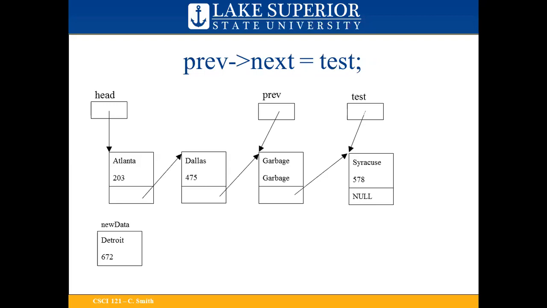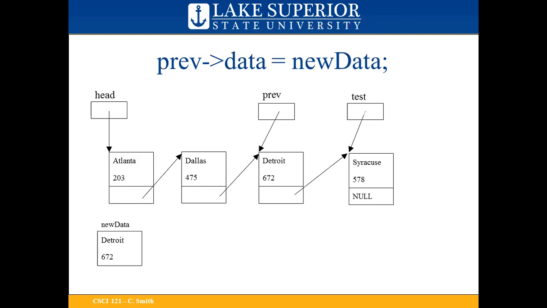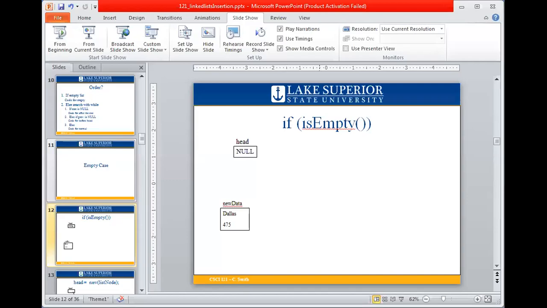We set previous arrow next equal to test. So that links the new memory into the linked list. So now all we have to do is copy over that new data that was passed in. That's Detroit and 672. And so previous arrow data equals new data, copies that in, and that's it. We are done with insertion.